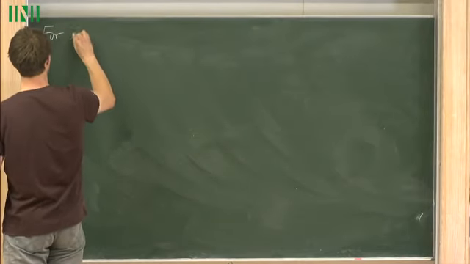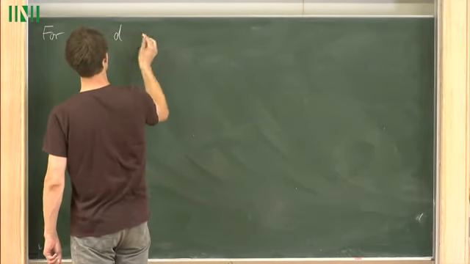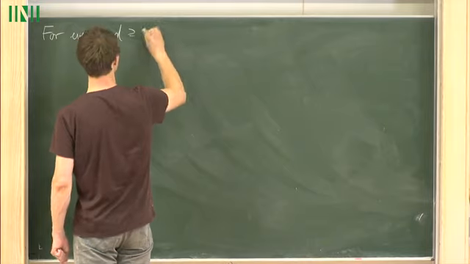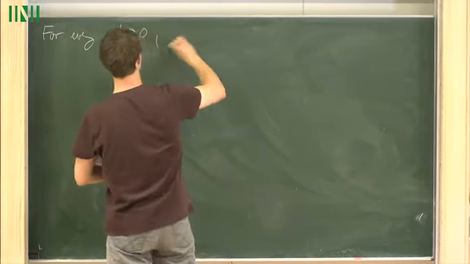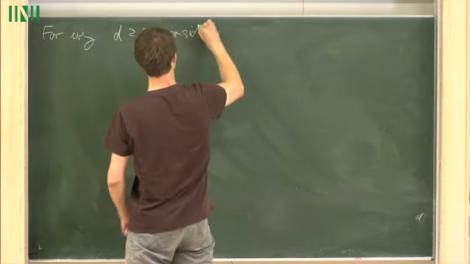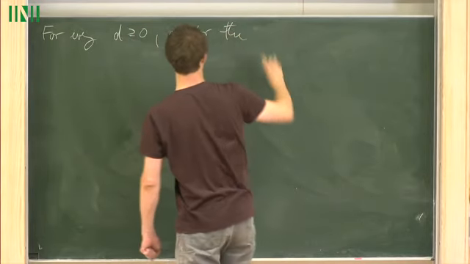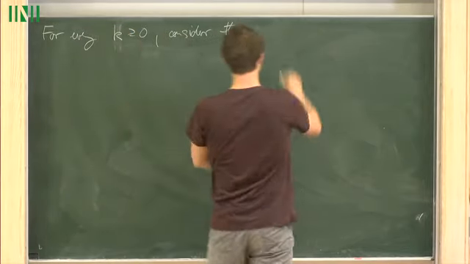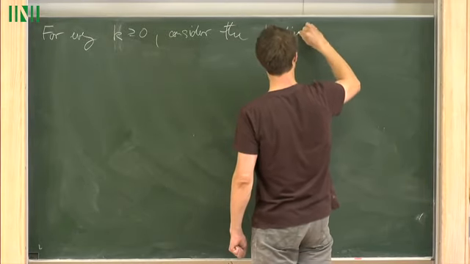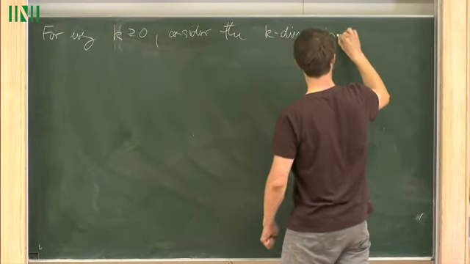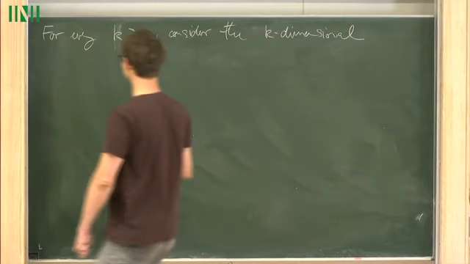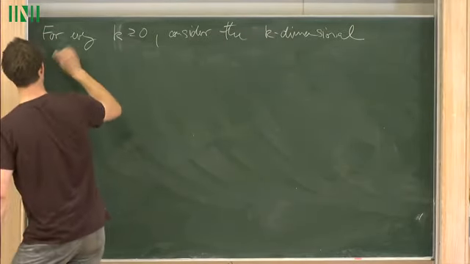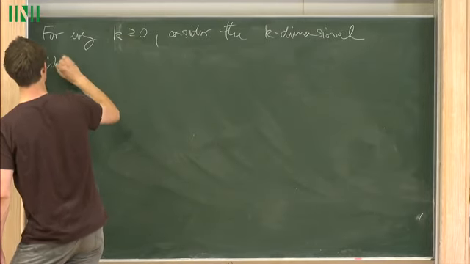So for every D, you can also do this for 0, but let's just say this. So consider what is called maybe the K-dimensional S dot construction. So let's say Waldhausen construction.